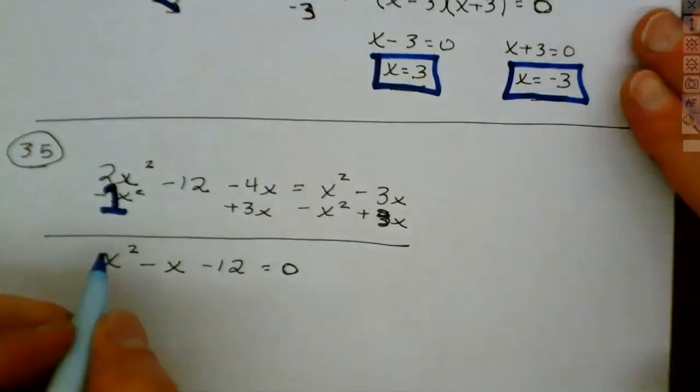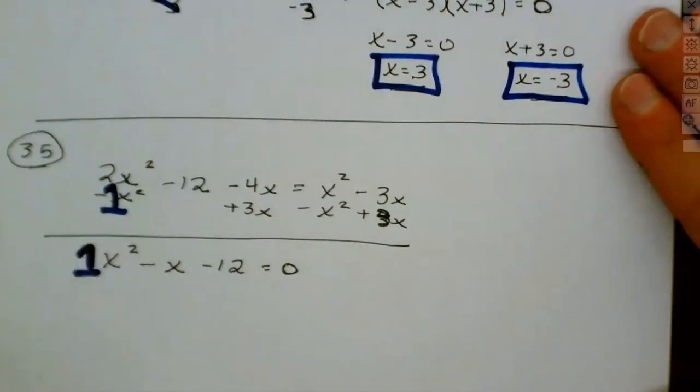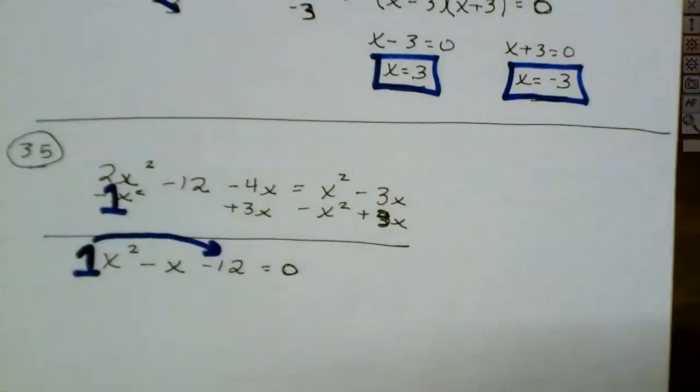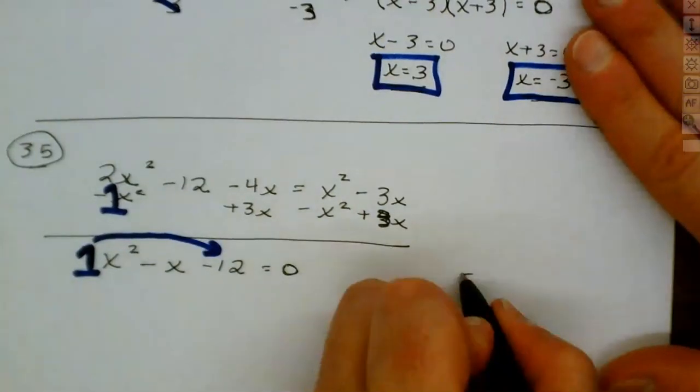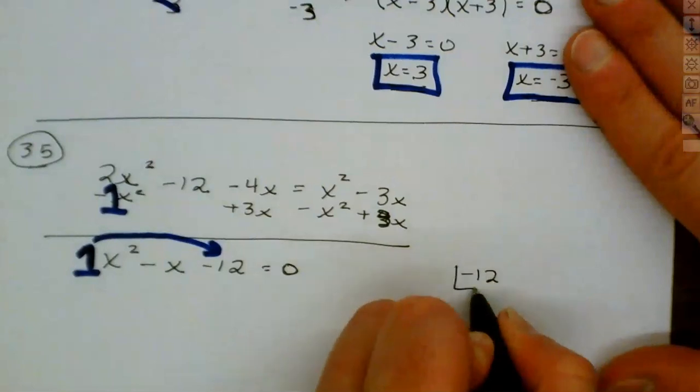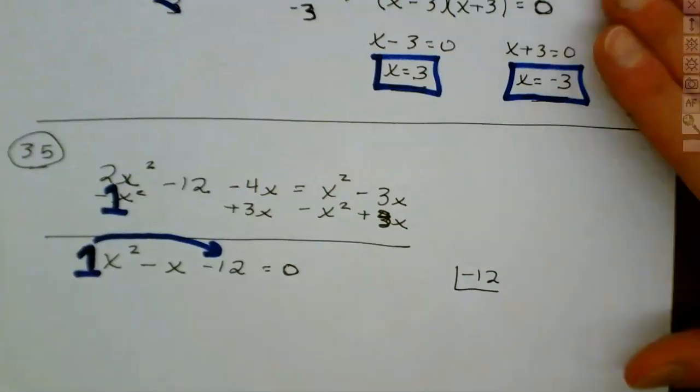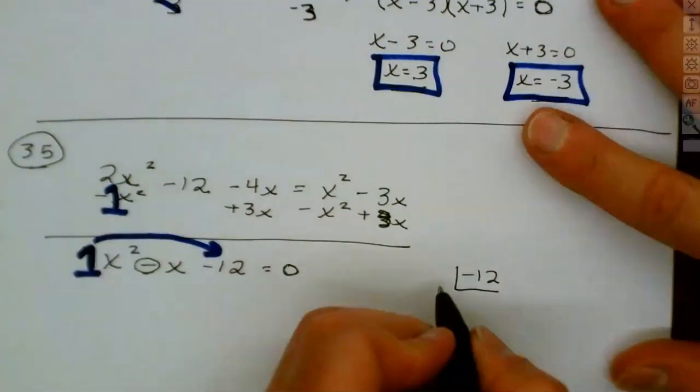We have 3 terms. So we're going to take the first times the last. First times the last is a negative 12. And what do we know about our signs here? We know that it is a negative. So that means we have one sign positive, one sign negative. And what's the sign in the middle? Negative.